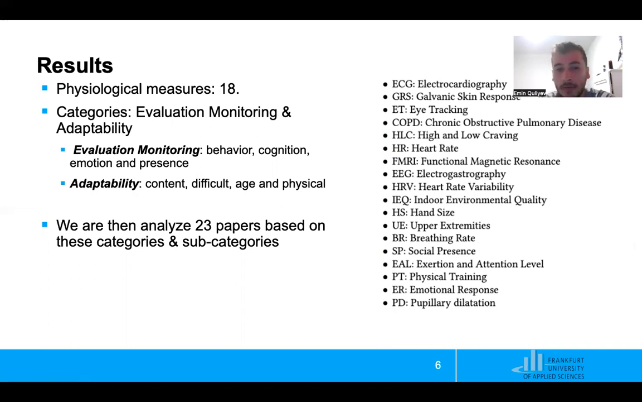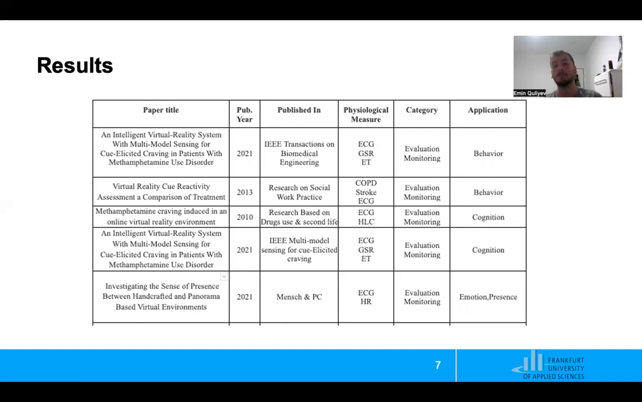Based on these categories and subcategories, we are analyzed 23 papers. And with the analyzed 23 papers, we created a final result paper table with the paper title, the year that they had published, the published source, physiological measure, which are all from the list, category, and application. Now my colleague Krishna will make a conclusion to our presentation.